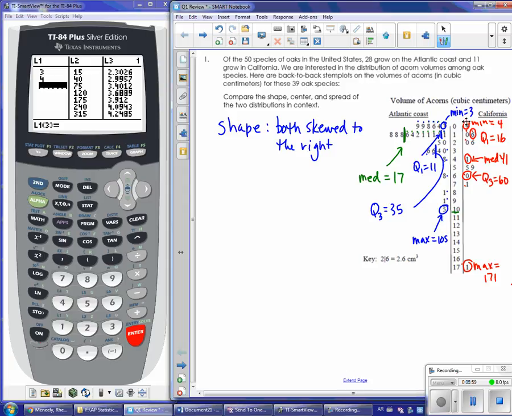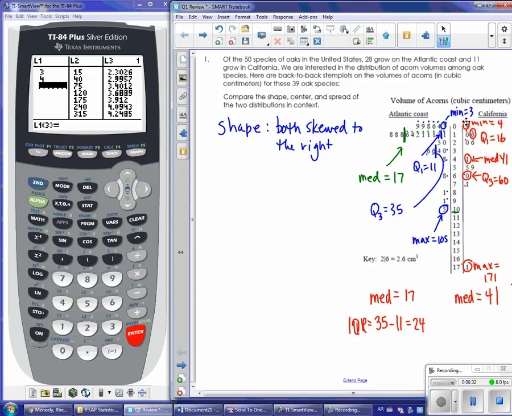And so I now know my median for both. So my median for the Atlantic coast, let me just write this all down here so it's a little bit easier to see. The median for the Atlantic coast is 17. The median for California is 41. Since I'm dealing with skewed distribution, I can go ahead and compute the interquartile ranges as well. So the interquartile range for my Atlantic coast would be Q3 minus Q1, 35 minus 11, which would give me 24.